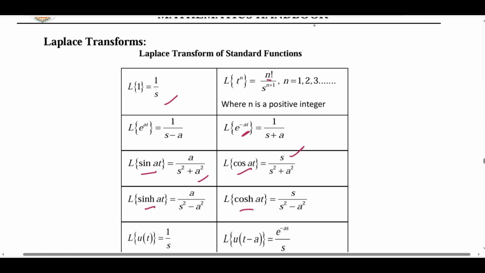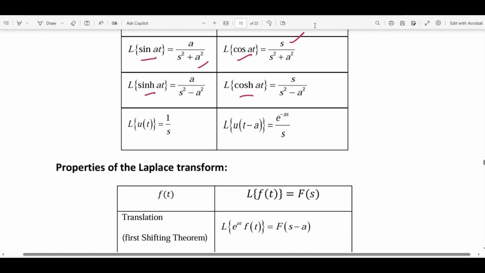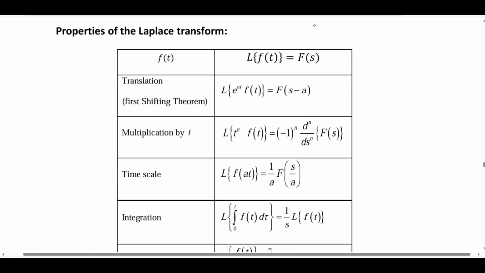Then u of t will be 1 by s. U of t minus a will be e to the power of minus as by s. Then you have properties of Laplace transformation. First shifting theorem: L of e power at f of t will be F of s minus a. Multiplication by t: L of t power n f of t will be minus 1 to the power of n, d n by d s power n of F of s. Change of scale: L of f of at will be 1 by a F of s by a. Integration: L of integral from 0 to t of f of x dx is equal to 1 by s L of f of t.